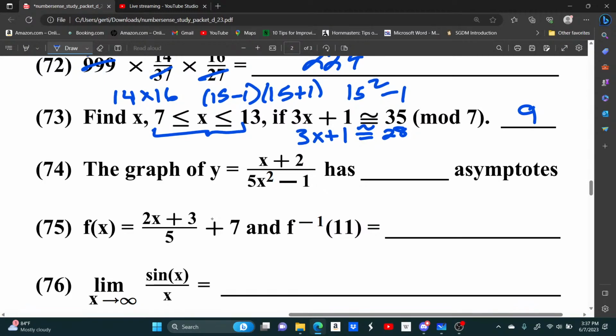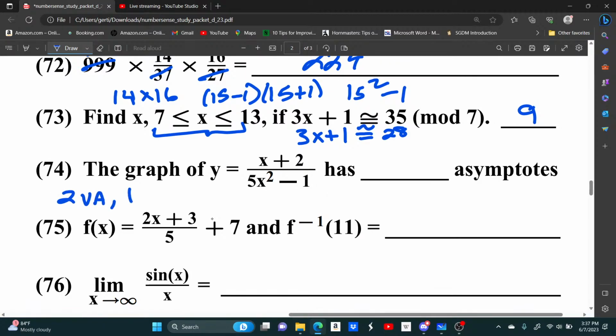Okay, the graph of y equals (x plus 2) over (5x squared minus 1) has how many asymptotes? Okay, let's see. So, we'll start with vertical. We're going to have 2 vertical asymptotes, because this down here is going to have 2 roots, and therefore two ways that the bottom can be 0. So we've got 2 vertical asymptotes.